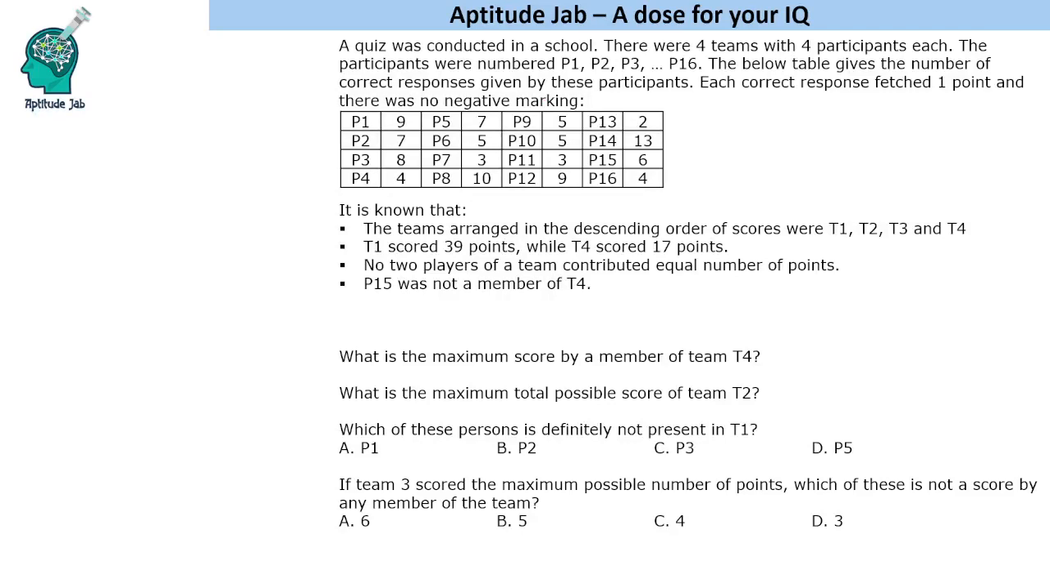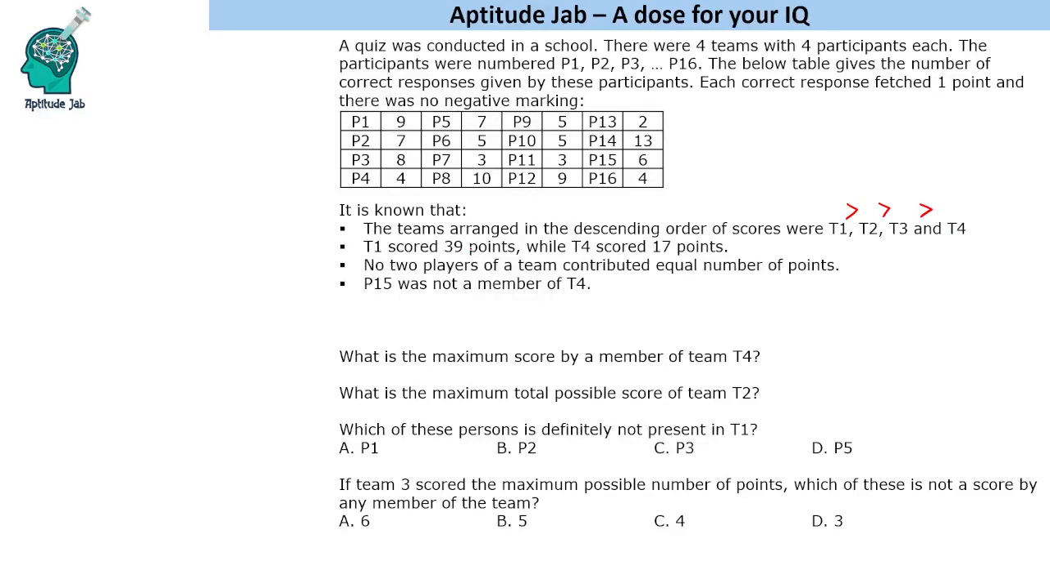So that means basically the scores of these participants is given, and these are not necessarily in the same order in the teams. Because it is not mentioned that these are team 1, this is team 2 and so on. Now we are given certain conditions. The teams arranged in descending order of scores were T1, T2, T3 and T4. So that means T1 greater than T2, T2 greater than T3, T3 greater than T4.